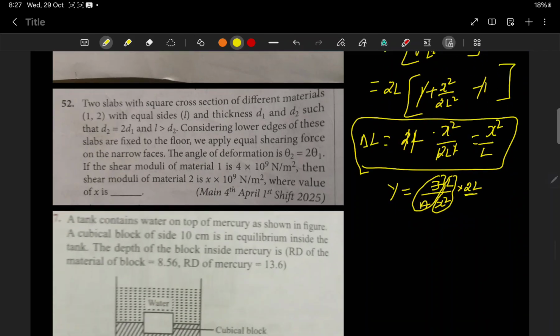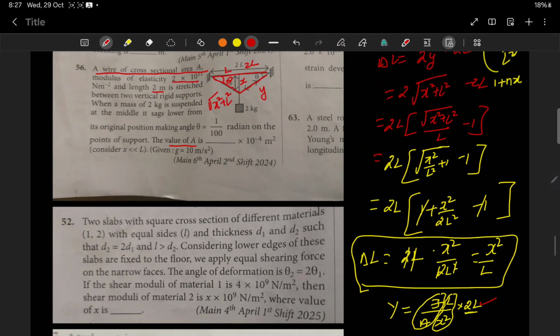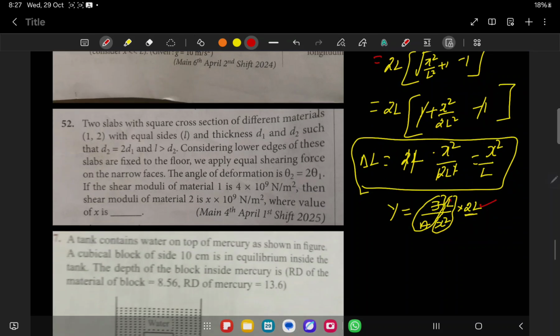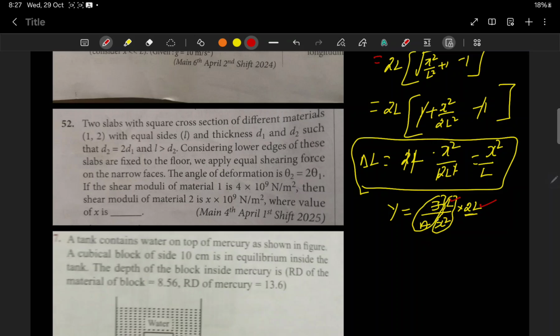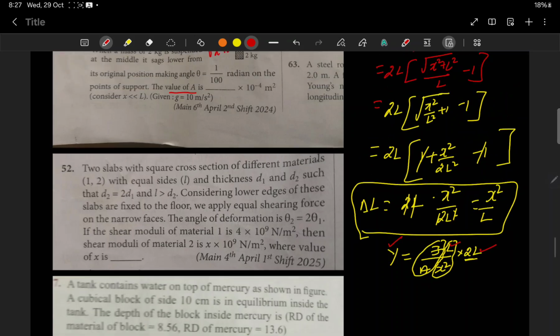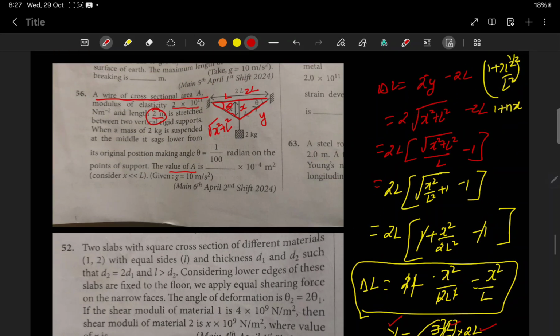Here we know all the values. The length we know, length is given as 2 meter. So with length 2 meter you can apply, and then area we have to find. Young's modulus is given, and what will be the value of force? So force here is 2 kilogram. If 2 kilogram is acting, then we have to find the force separately.